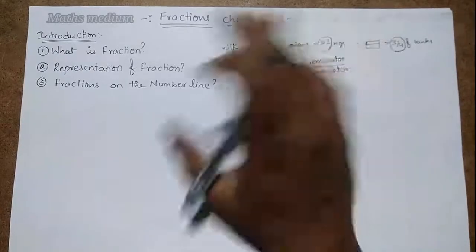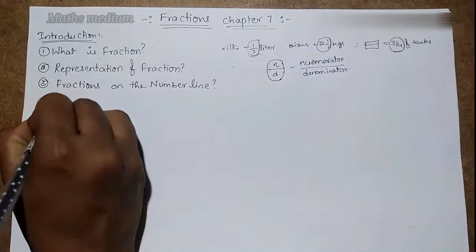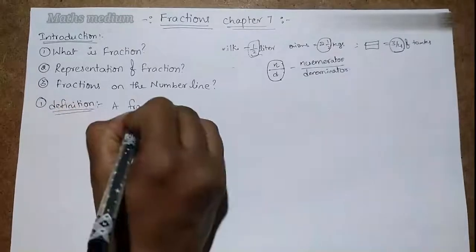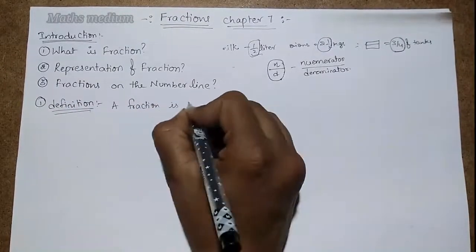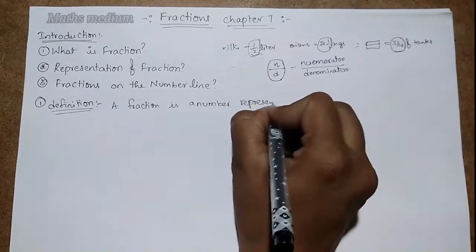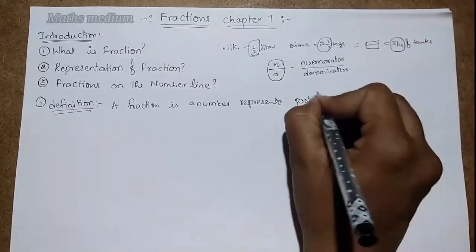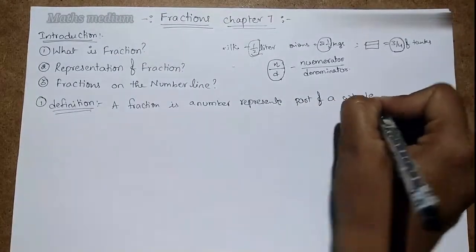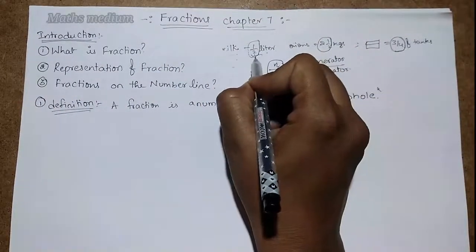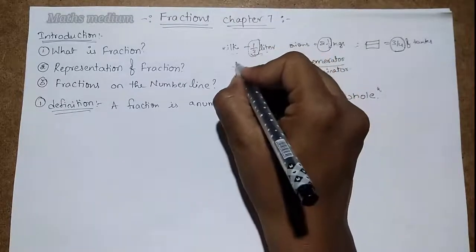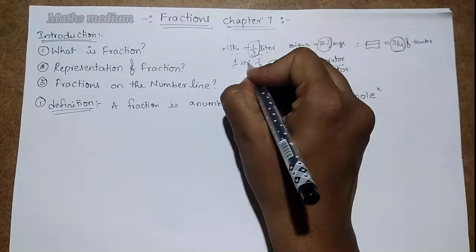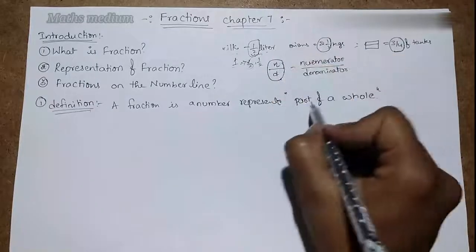So coming to the definition of a fraction. Here is one definition, how it may be called a fraction. A fraction is a number that represents part of a whole. See here, it is milk, 1/2 liter. So this means half of the liter. You can divide 1 as 1/2 and 1/2. It means we are taking one of the two parts. So it is a part of a whole.